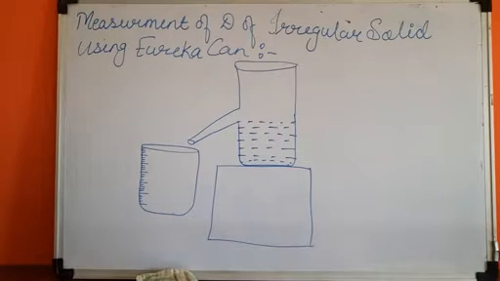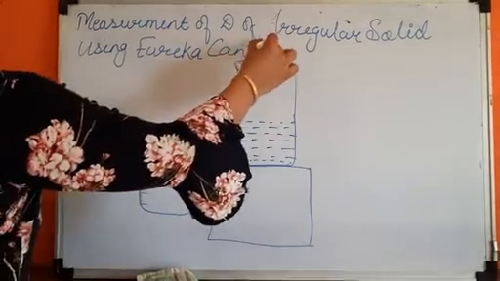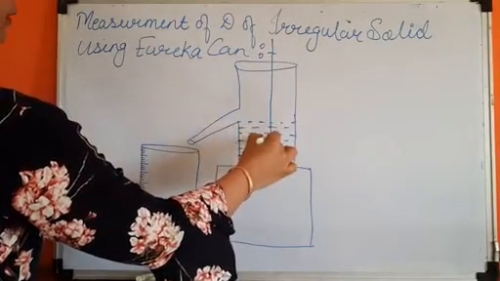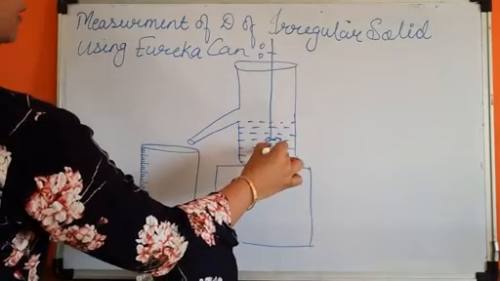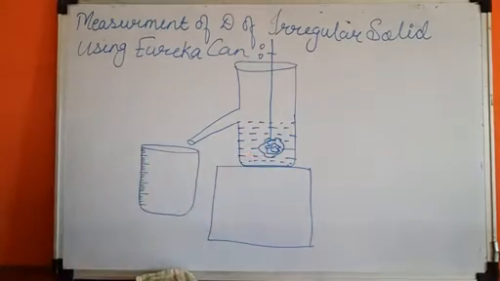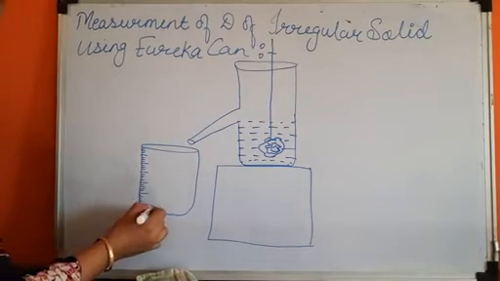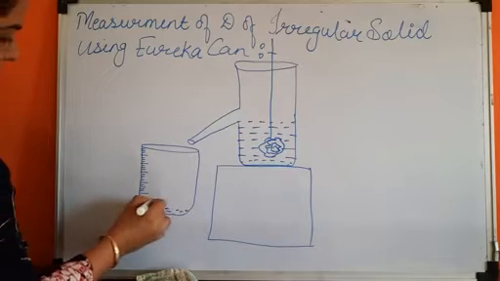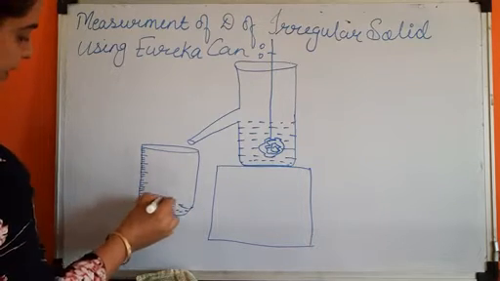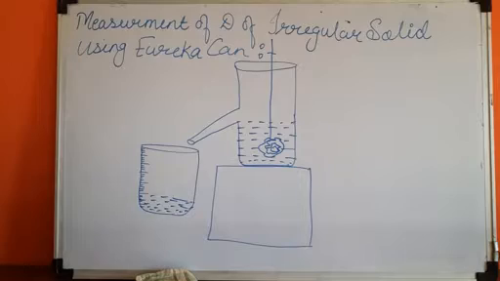The solid displaces water. Now gently lower this solid into the Eureka can using a thread. Immerse it into the water. When it is immersed, the water will overflow and fill this measuring cylinder.